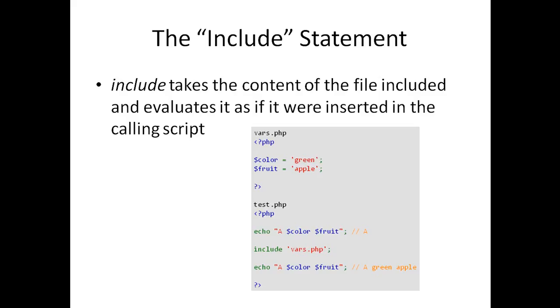So one way is if in test.php the first line after the open PHP was color equal orange. Then I include vars.php. The next statement is going to have color equal green. You literally changed the variable that you defined in the original file. So you want to be careful with that.